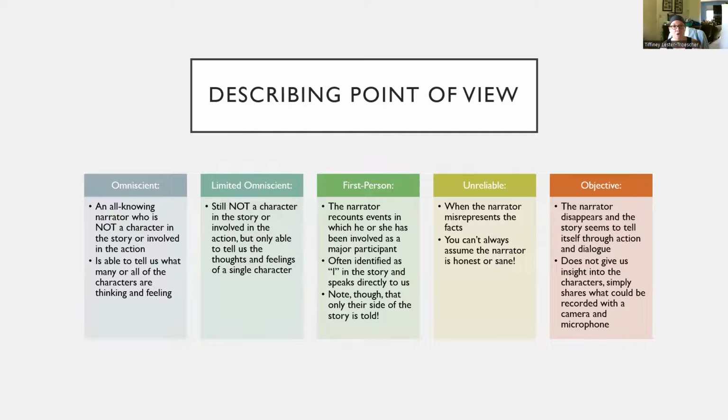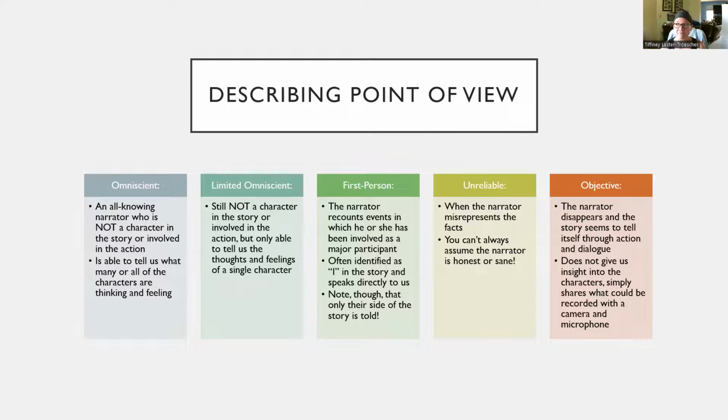A great example of that is The Telltale Heart by Edgar Allan Poe. If you've ever read that story or even seen some of the short films, and you can do this with any Edgar Allan Poe short story, but The Telltale Heart especially, that narrator is Looney Tunes, okay? So it's hard to know if anything he shares with us is factual.